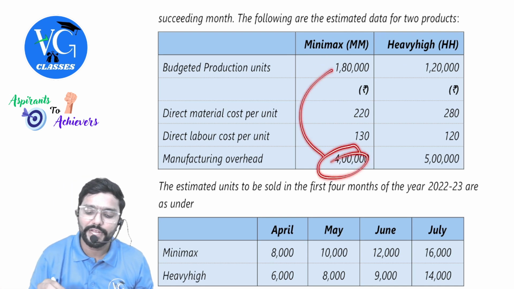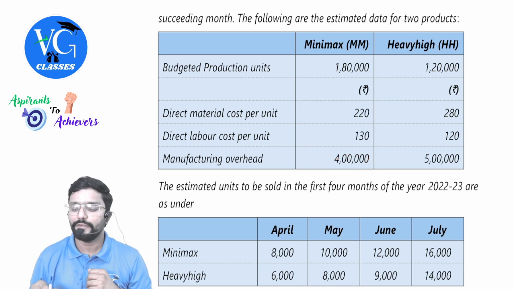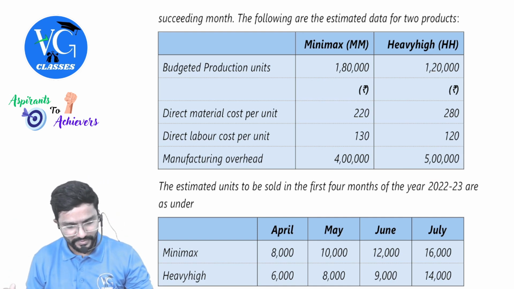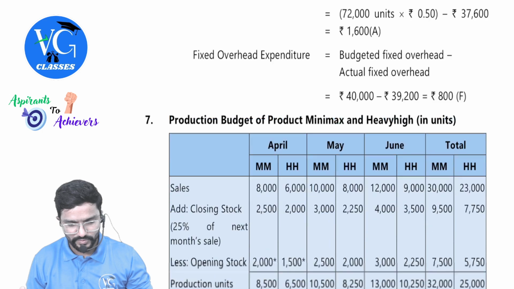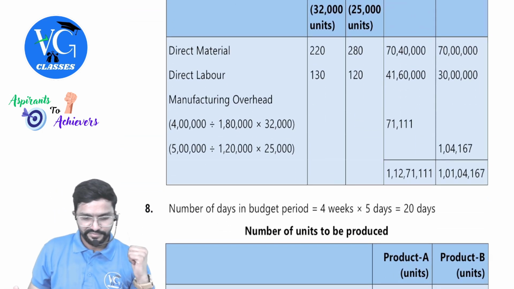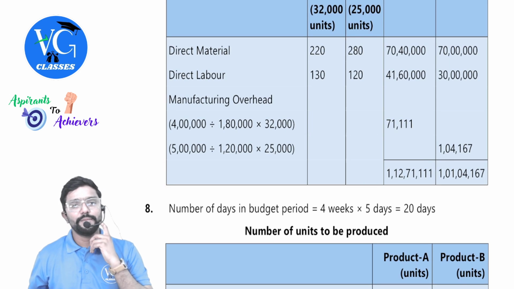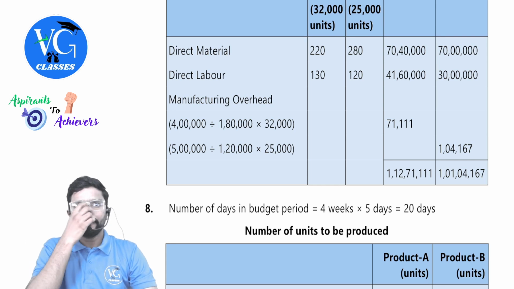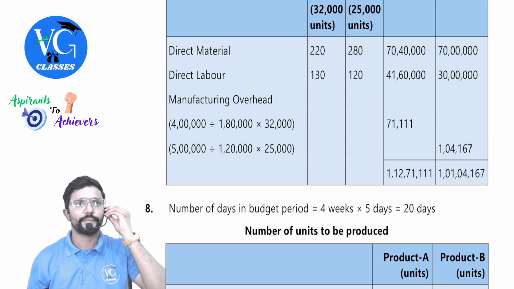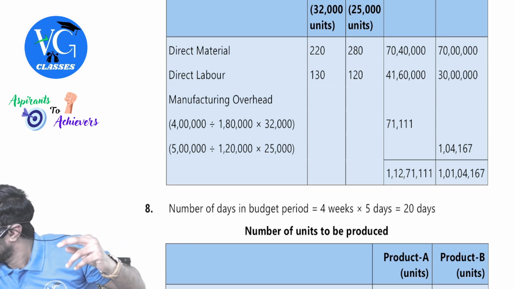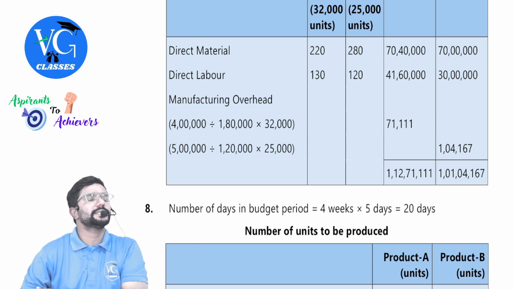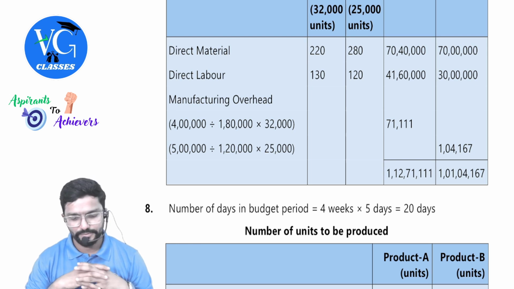So 4 lakh is for 180. How much for our units? Same way, 5 lakh is for 120. How much for our units? And for this, just give a note, guys: Manufacturing overhead is assumed to be fully variable. You guys also add it. Manufacturing overhead is assumed to be fully variable.